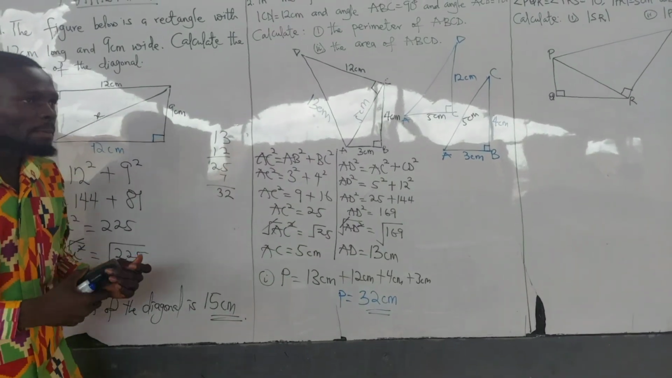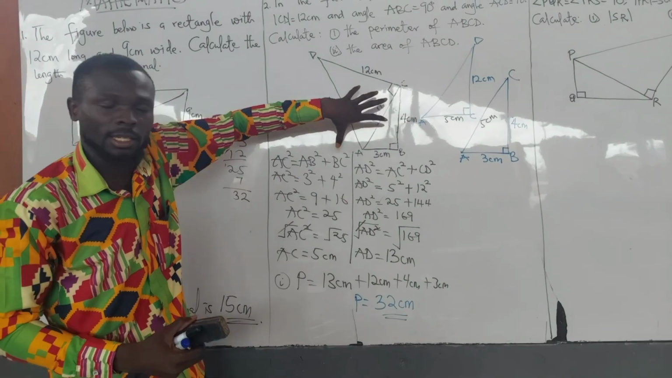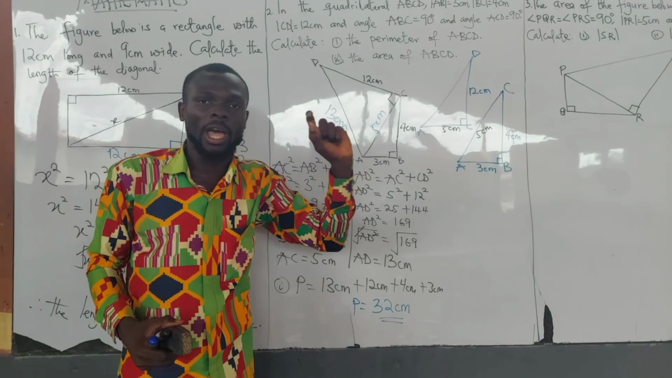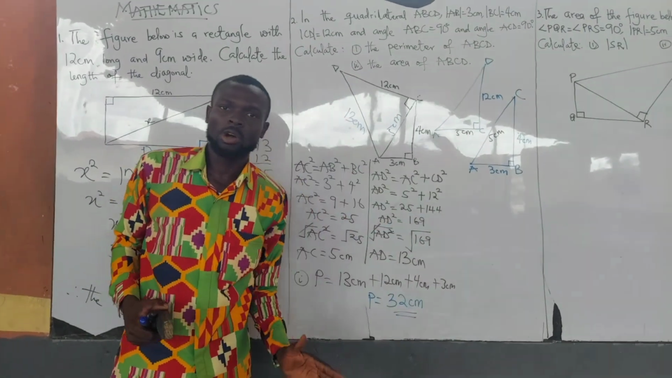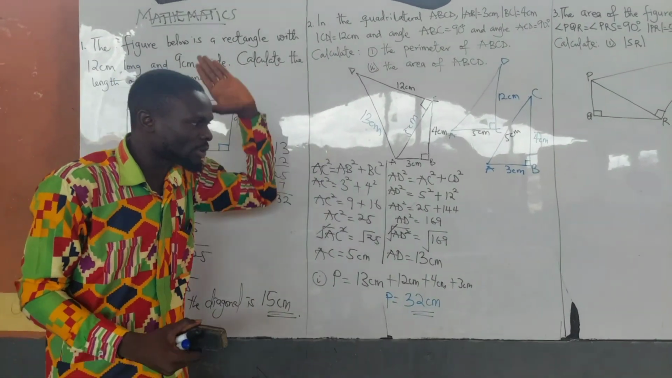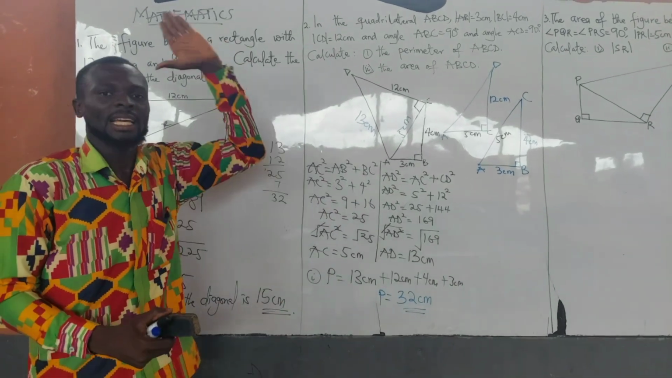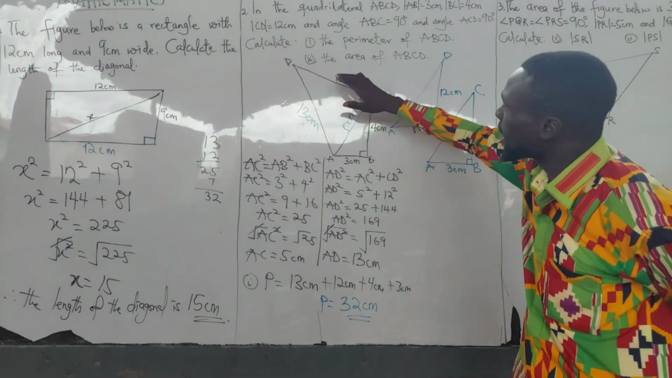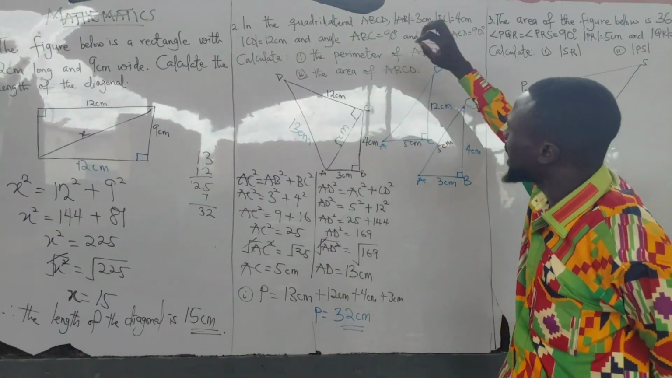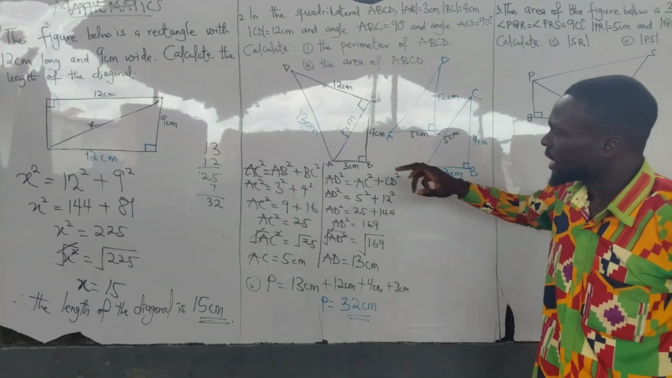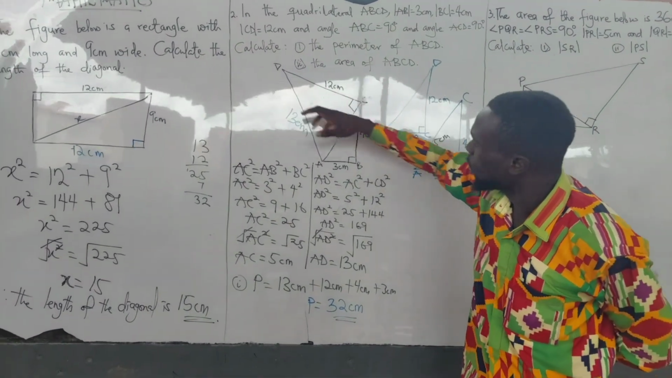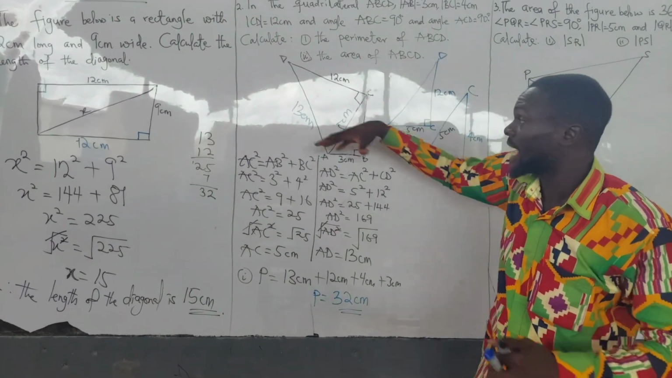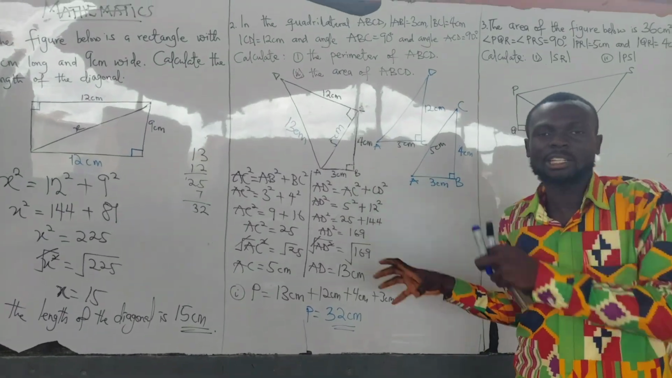That is the perimeter. But before we had the perimeter, you saw what he did. We have to know that once this triangle is a right angle triangle, we apply the Pythagoras theorem. Now look at the last part. It says calculate the area of ABCD. So we want the area of everything here, the area of this figure, which is the quadrilateral.